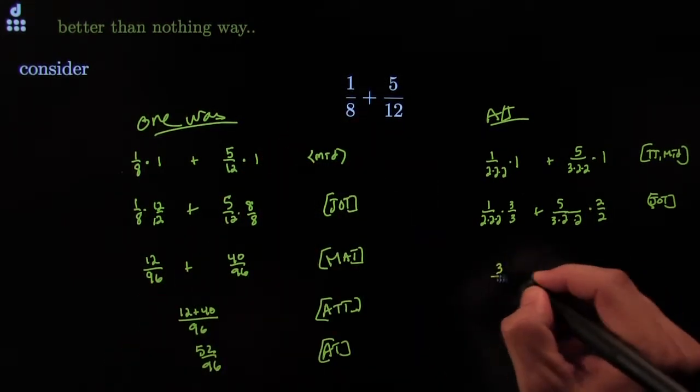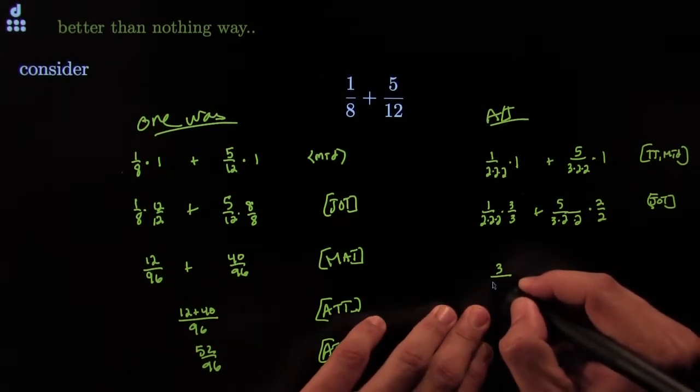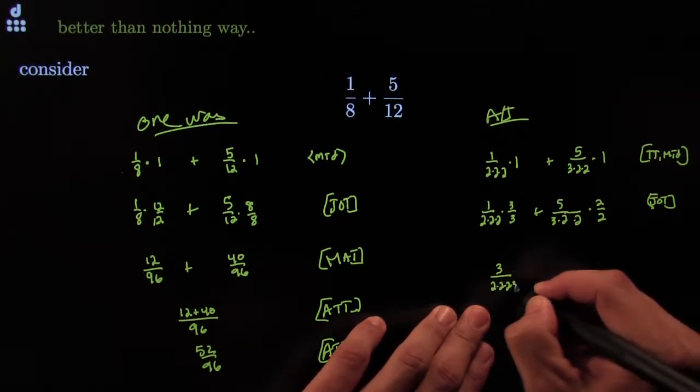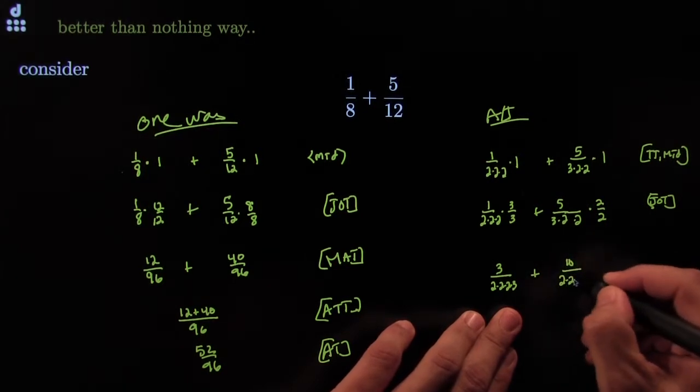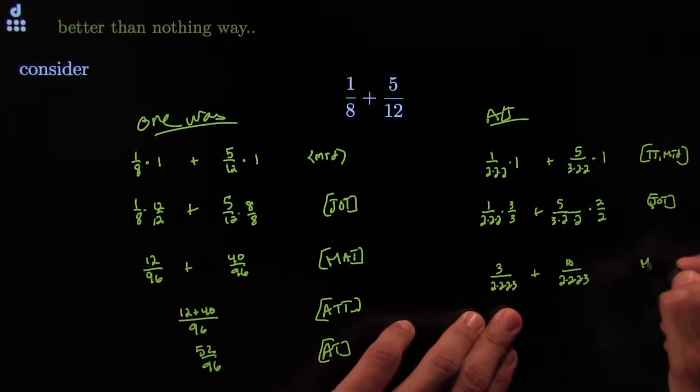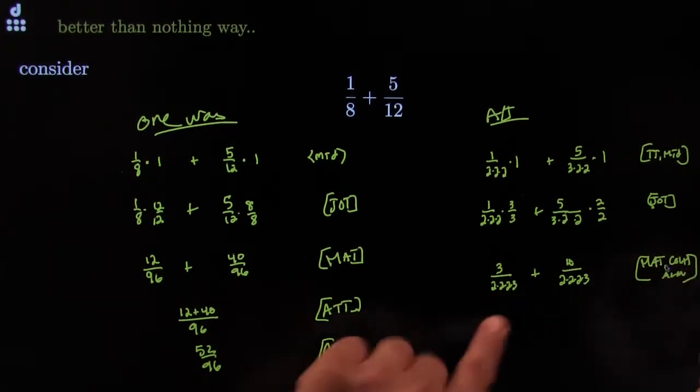This will be 3/2 times 2 times 2 times 3 plus 10/2 times 2 times 2 times 3. This is by multiplying across and a little commutativity law of multiplication, associative law of multiplication, a bunch of things from last chapters.